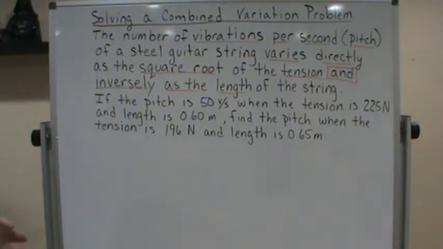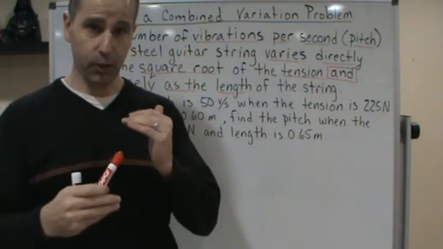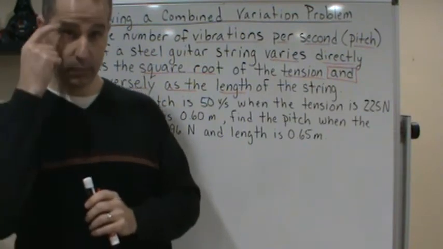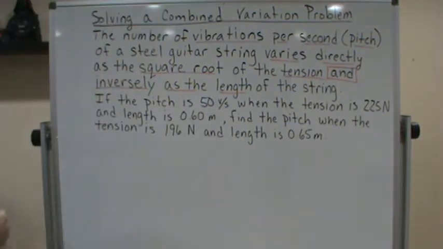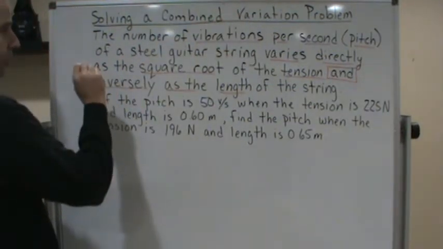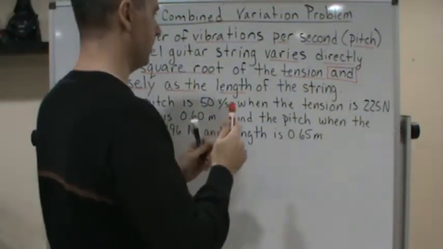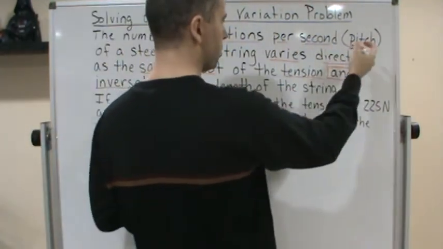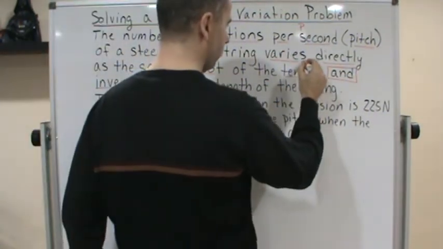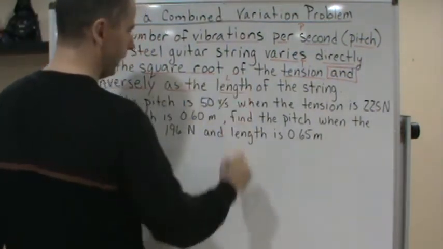When it comes to combined variation, what you want to do is piece it together step by step. We're going to take one variation and then add the other variation piece to it, and you'll see how this works. Let's take the first one. We know that the pitch varies directly as the square root of the tension. So let's give these letters. We'll represent vibrations per second, the pitch, with P. We'll use T for tension, and we'll use L for length.